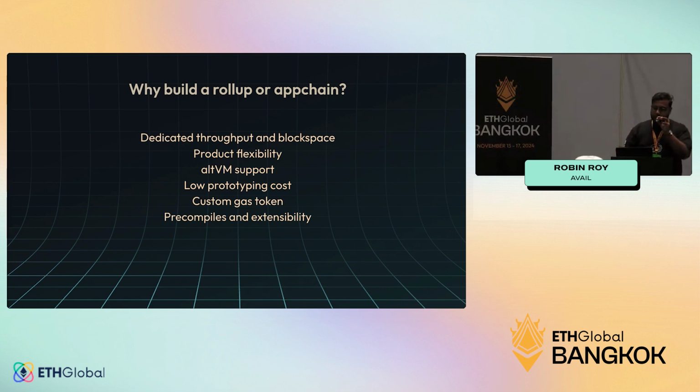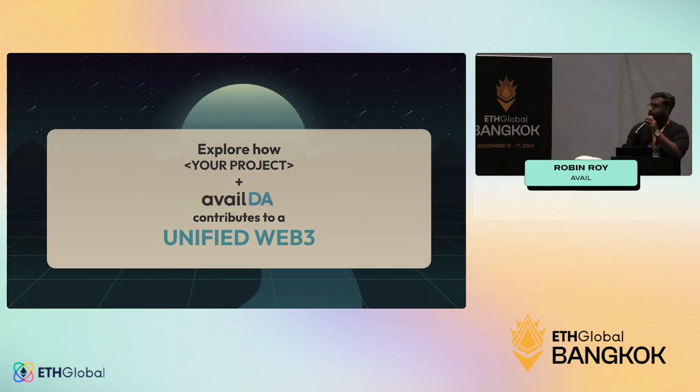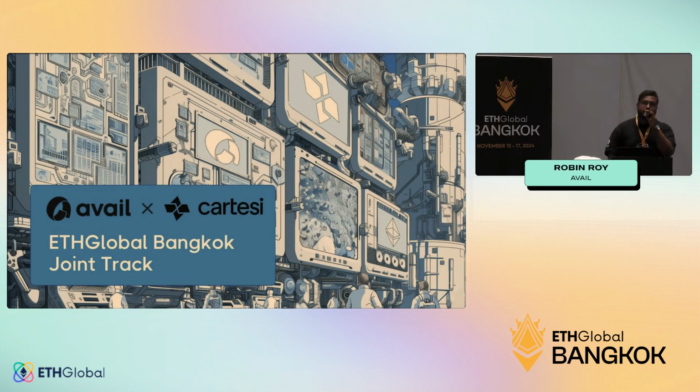We have EVM support, low prototyping costs, and low cost of experimentation, which might also be helpful for you. And also, a cool thing: if you want to go live on production mainnet, you can configure your chain to have a custom gas token, so you don't have to pay in ETH. You can use your own token for that, and you can use any ERC20 token for that matter. So if you want to look at how your project works with Avail, you can reach out to me.